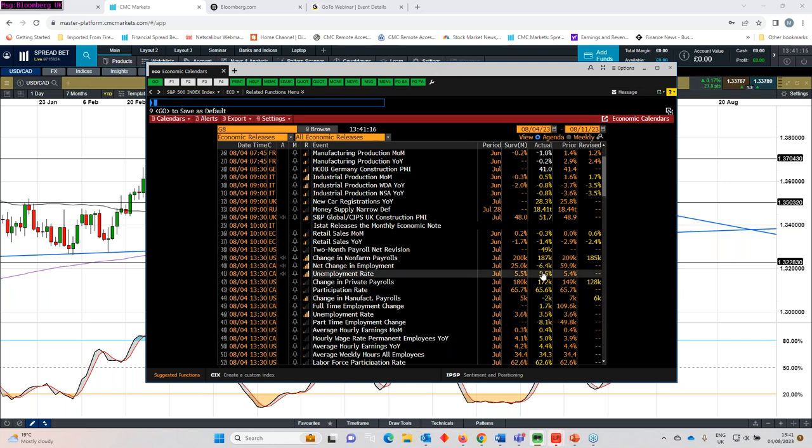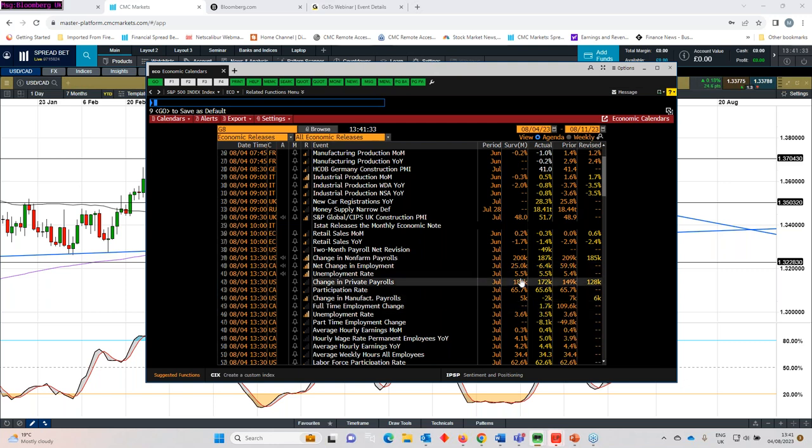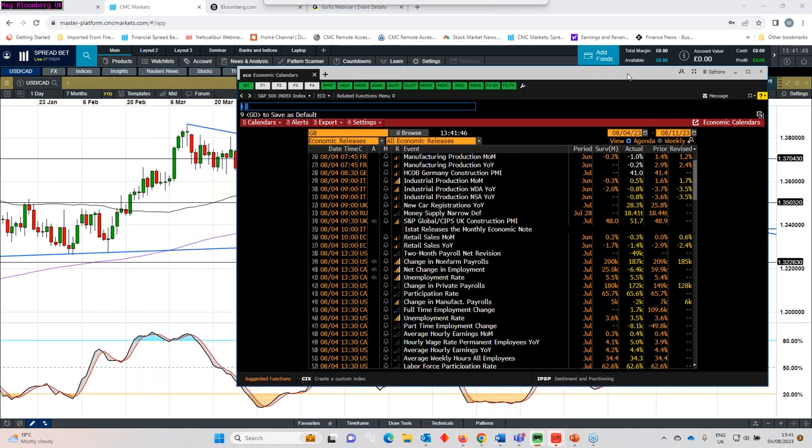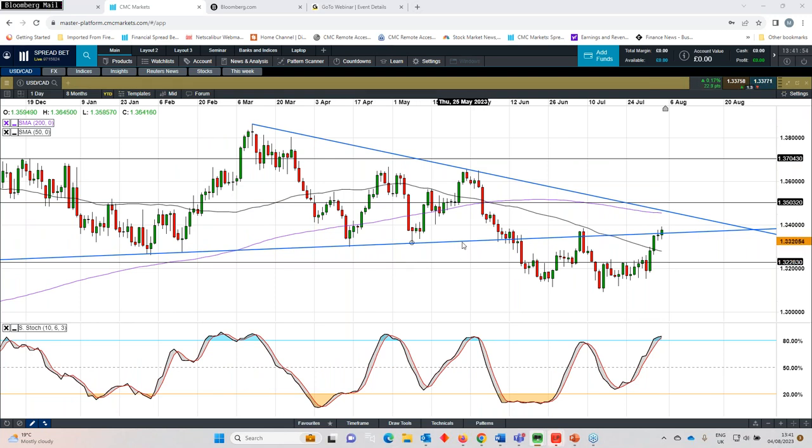On the Canada jobs report, we saw a 6,400 decline in those numbers. Full-time employment change saw a gain of 1,700, but we've also seen a 49,000 negative decline. And we saw an adjustment lower on the June number of 24,000. So jobs growth is slowing.